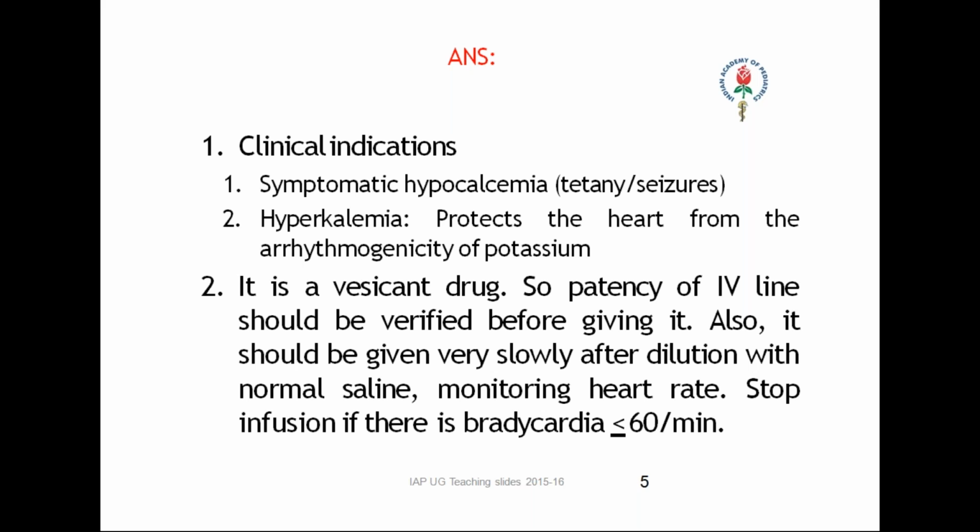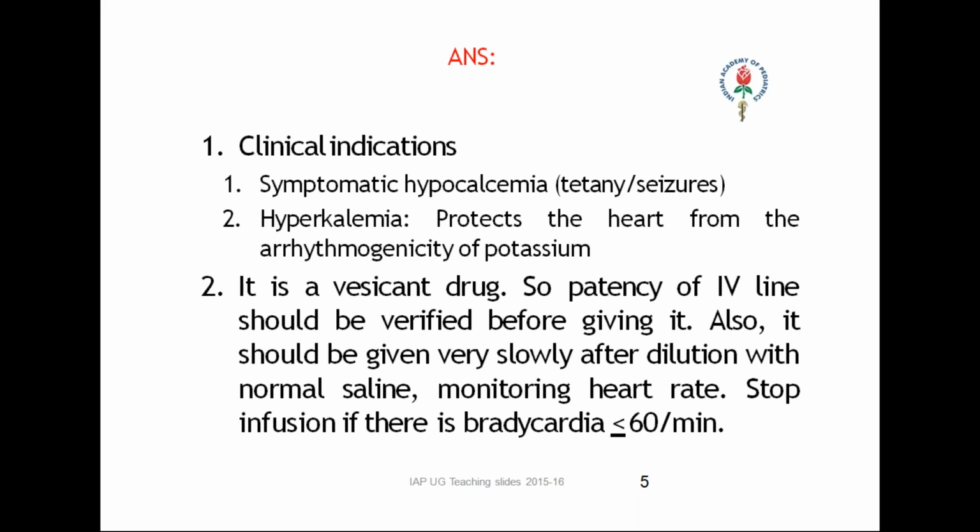Calcium helps in stabilizing your electrical potential or this membrane potential. So it protects the heart from arrhythmogenicity, that is the potential to get arrhythmias due to potassium. That is one of the things. In that condition also you preferably give IV calcium. So for symptomatic hypocalcemia and even hyperkalemia we give your IV calcium. And what are the other indications? During exchange transfusion also we expect a complication of hypocalcemia. In that condition also we give your IV calcium gluconate.